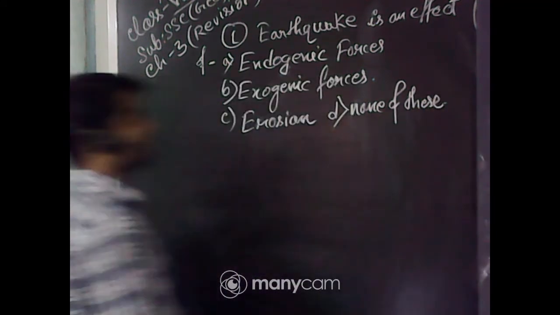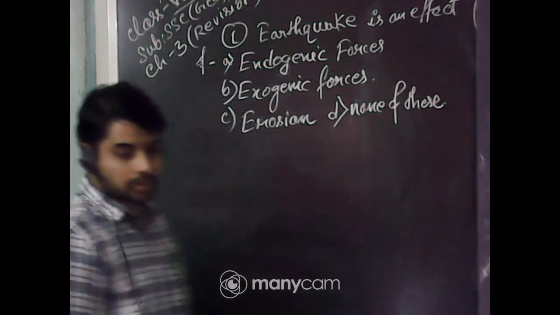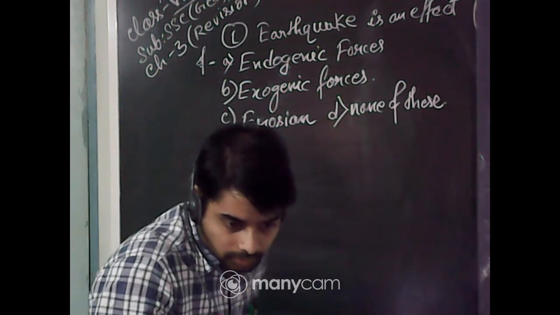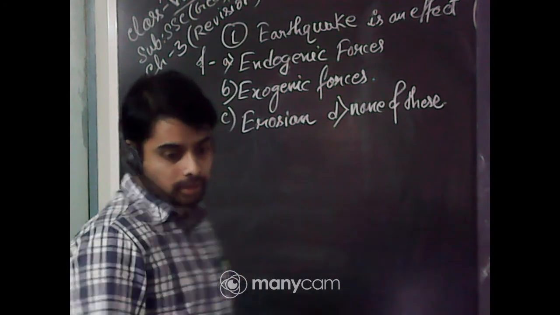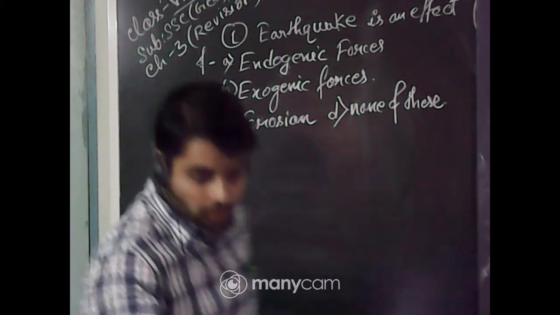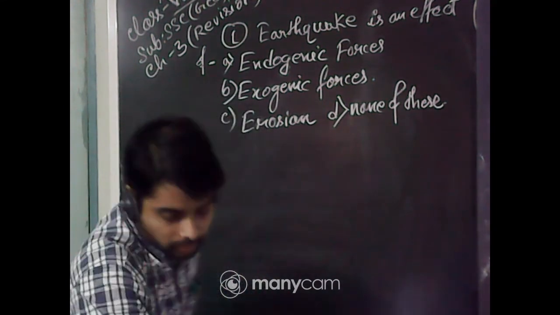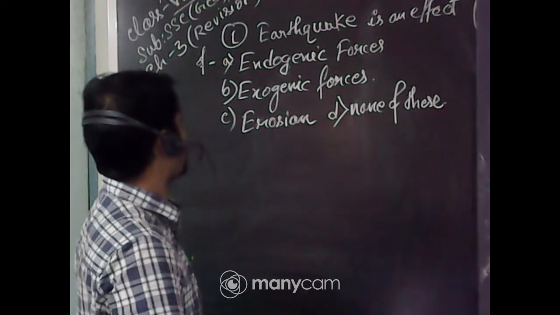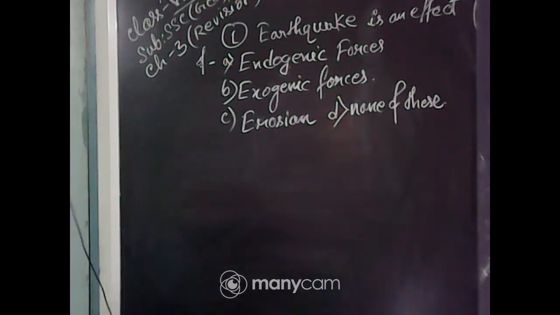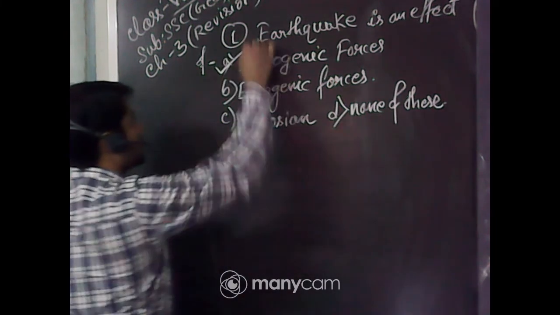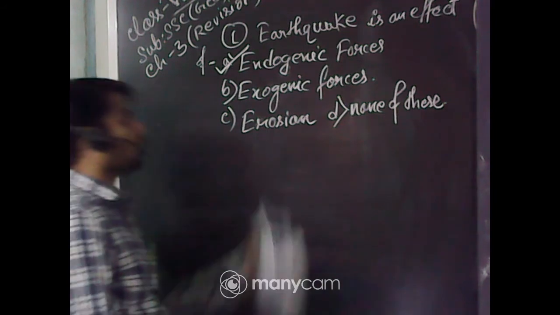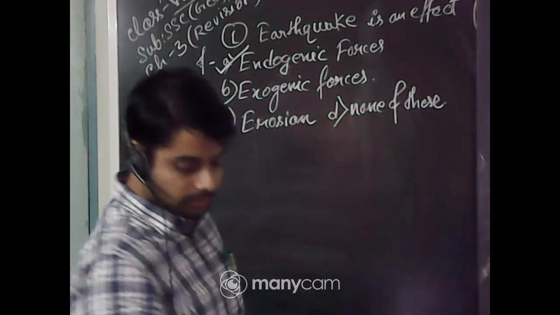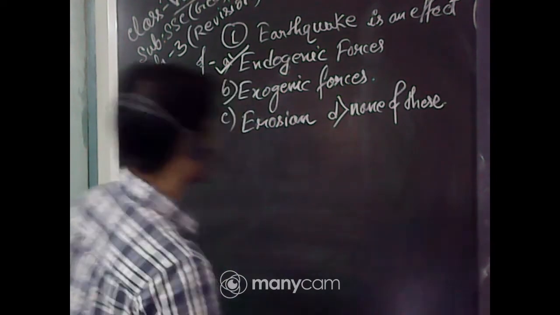So which is the correct option among the 4? Tell me, students. So some answers already given. Okay, Oyantik said it is endogenic. Okay, Nandini also, Tanisha, it is endogenic forces. So the correct option is yes, A, endogenic forces. Okay, so earthquake is an effect of endogenic forces that occurs inside our earth.